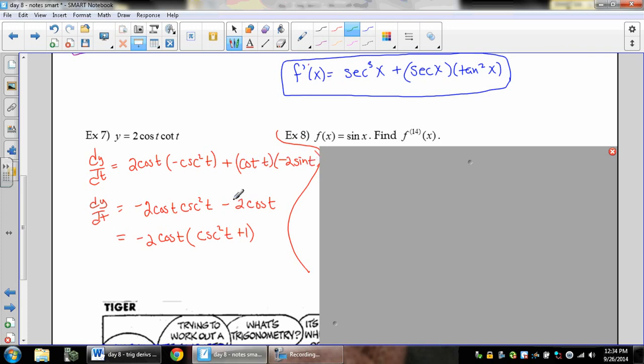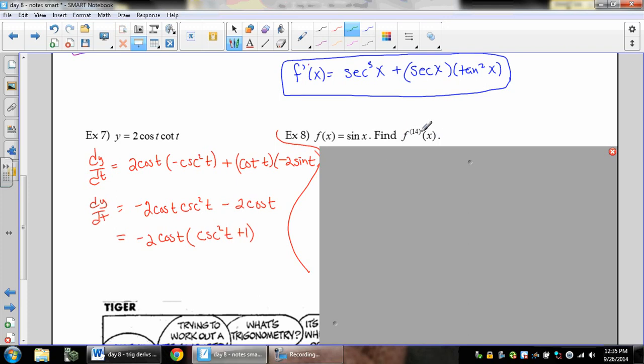So then I kind of rewrote this and got negative 2 cos times cosecant squared minus 2 cos. And I figured, you know what, that's a lot of negatives, and I can kind of pull out a negative 2 cosine. So I did that and was left with this behind. You don't have to simplify it this much, but a lot of times when we have multiple negatives that we're afraid we're going to lose, we like to factor it out in front.